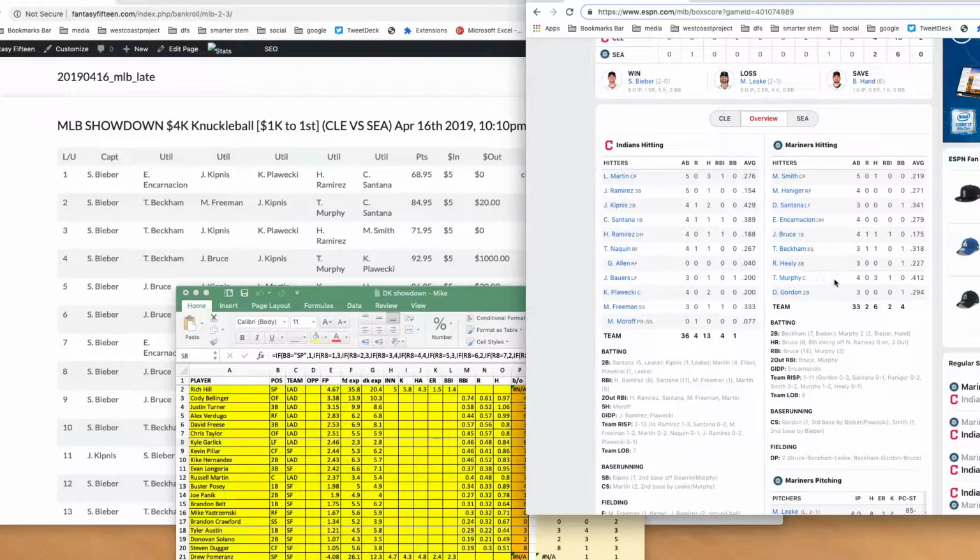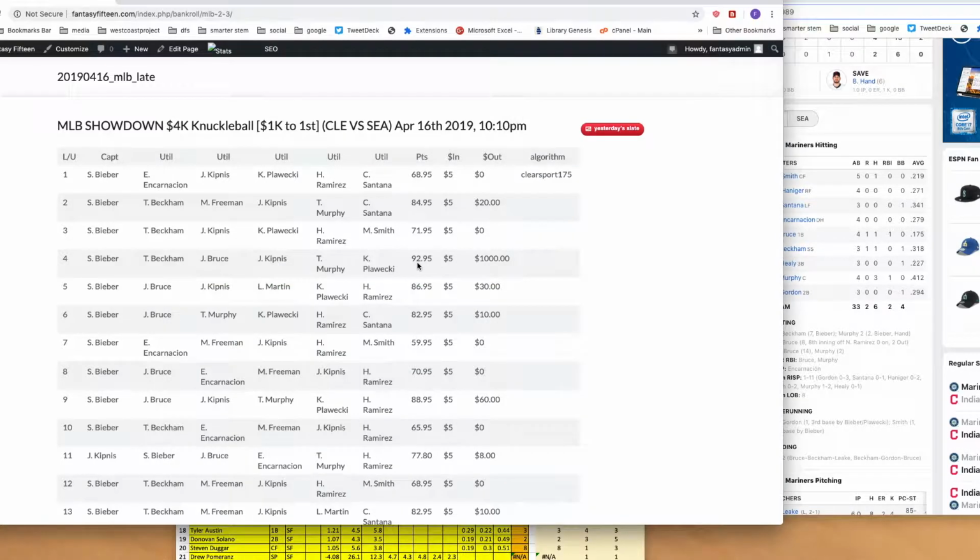Murphy, 3 out of 4. He was at bat 4 times, 3 hits, 1 RBI, a double. He got a double against Bieber, actually. So that was negative to our pitcher, but good for Murphy. These guys also, the other value of this Murphy-Plawecki situation was they were probably really lowly owned in this game and helped us with differential, being contrarian.